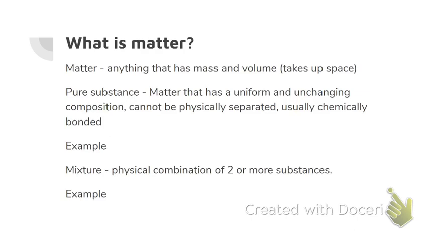One is a pure substance. A pure substance is matter that is uniform and unchanging. But the biggest thing is it can't be physically separated. So usually it's chemically bonded together. When we think of examples of pure substances, water is an example. It's uniform, unchanging. If you had carbon dioxide, it cannot be physically separated.